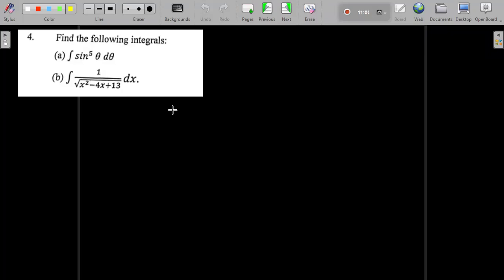Welcome to this tutorial. In this tutorial we are going to look at Maths 2100 Analytical Geometry and Calculus, Assignment 2, specific question 4, and here is the question. The first one says, find the following integrals. The first one is we are integrating sine raised to the power 5 theta d theta. So how do we do this?